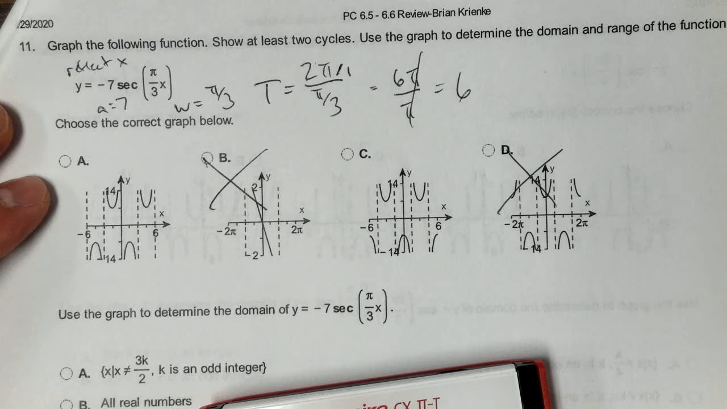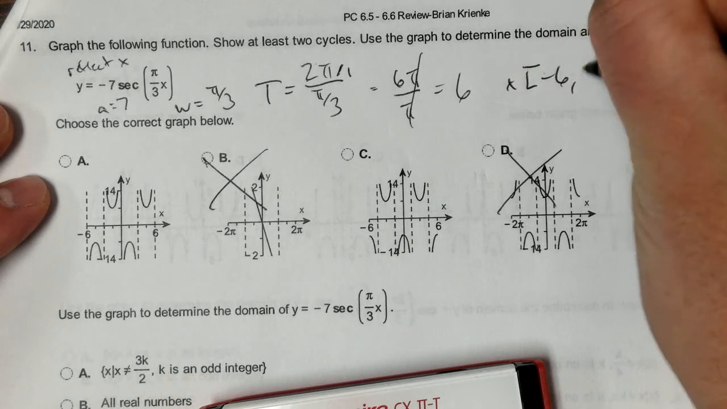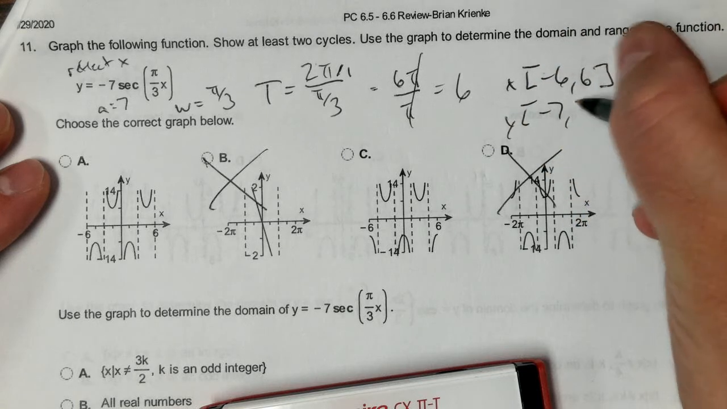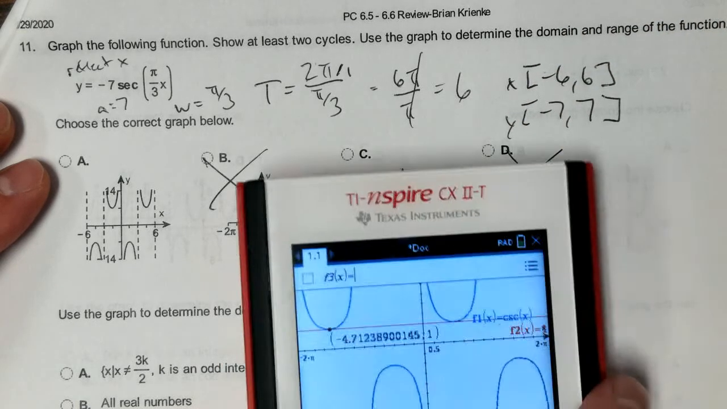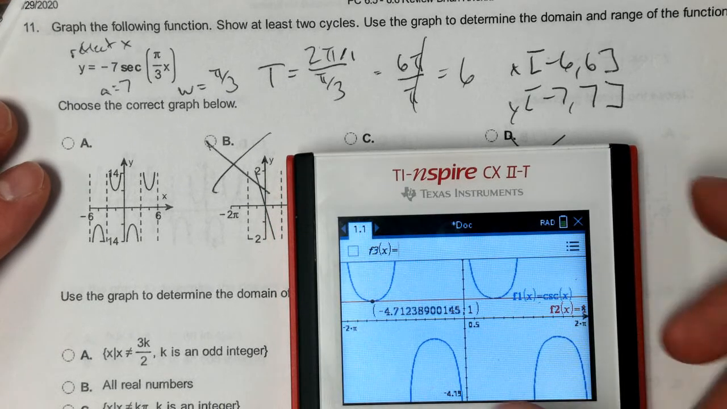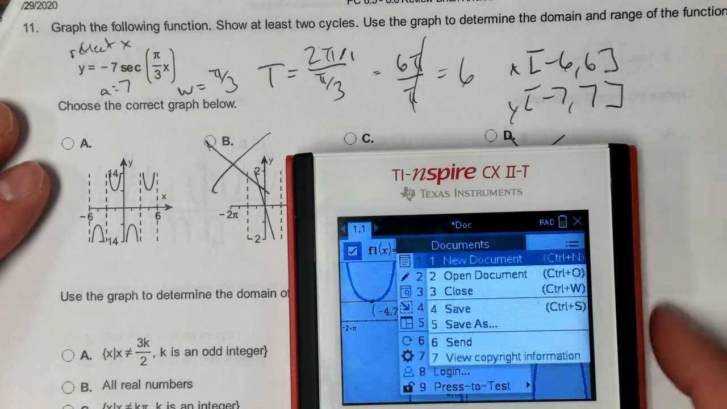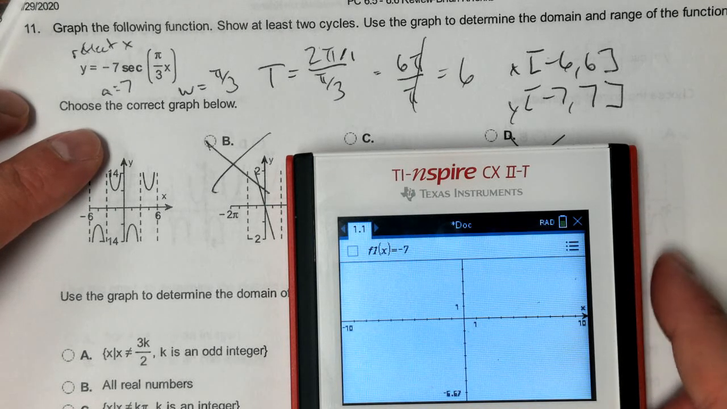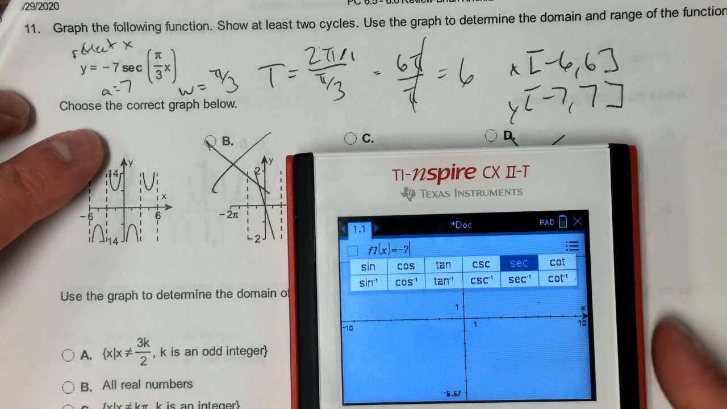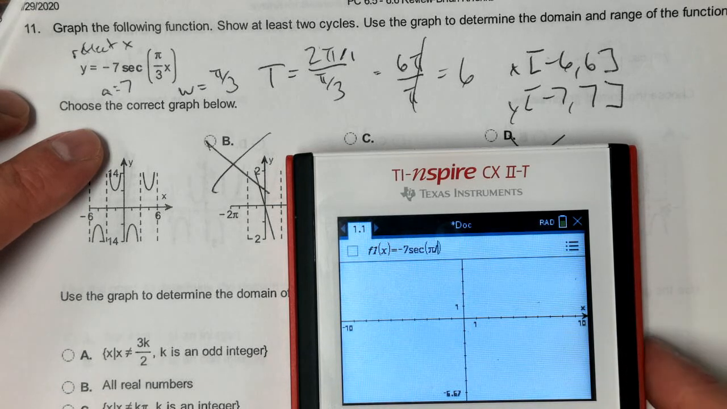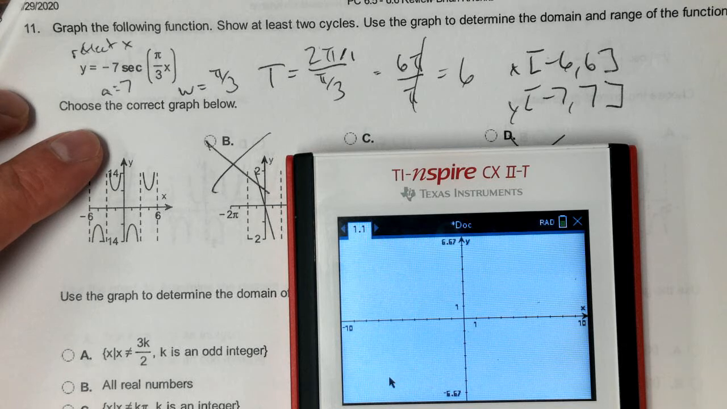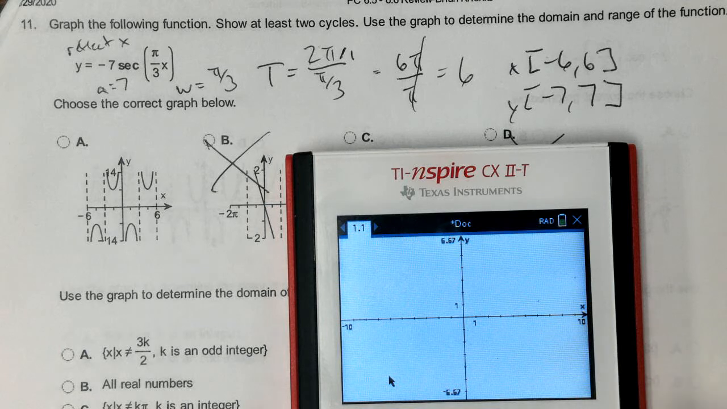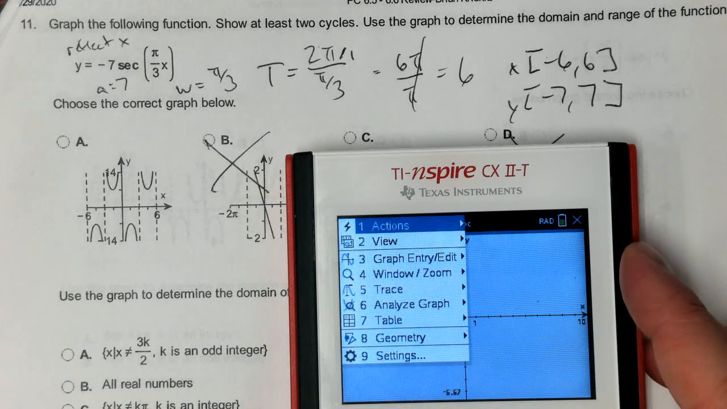And so basically our window is going to be from negative 6 to 6. And then our y part would be from negative 7 to 7. So graph negative 7 secant pi thirds x. Okay, so it didn't show up because I haven't changed my window yet. So let's go to the window.